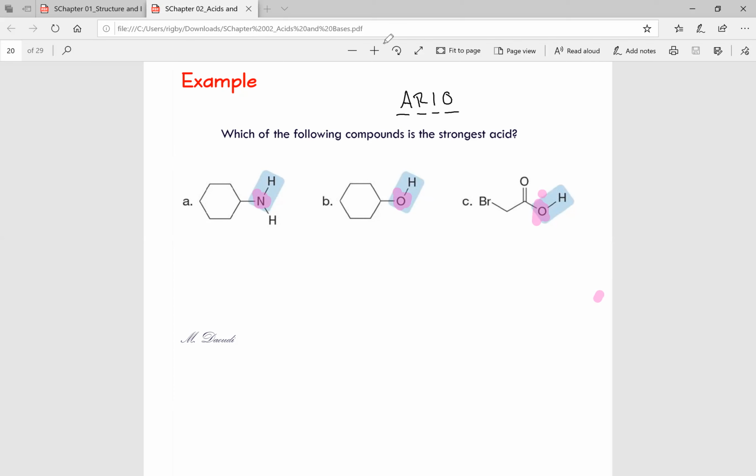So now we're going to look at the electronegativity. Oxygen is more electronegative than nitrogen, so B and C are going to be more acidic than A. So A is going to be the least acidic. And since the two oxygens are the exact same, the next thing we have to look for is resonance.